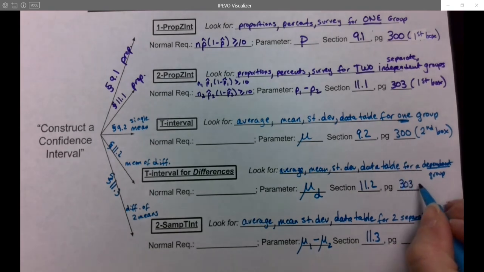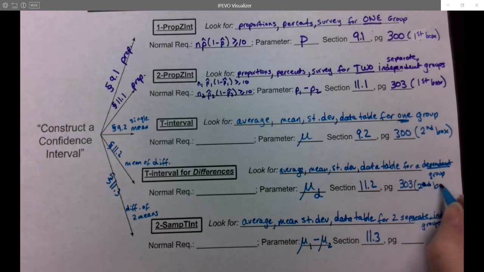This is the second box. Second box. And this is page 303. This is the third box.